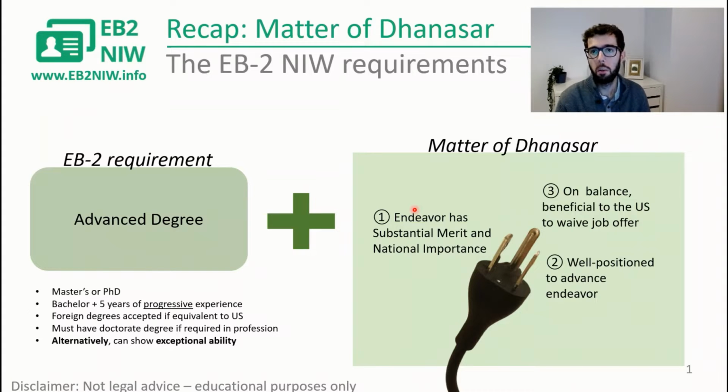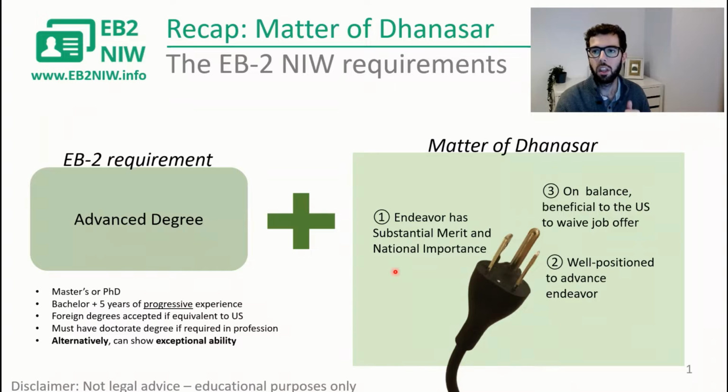So EB2 NIW, or National Interest Waiver, is a green card category in which you can self-sponsor, which means that you don't have to have a job offer from a company and you don't have to do it with lawyers. You can choose to do so if you want. But to fulfill the requirements, you have to have an advanced degree or a bachelor's and 5 years of progressive experience, or show exceptional ability. And I have a separate video on exceptional ability you can watch.